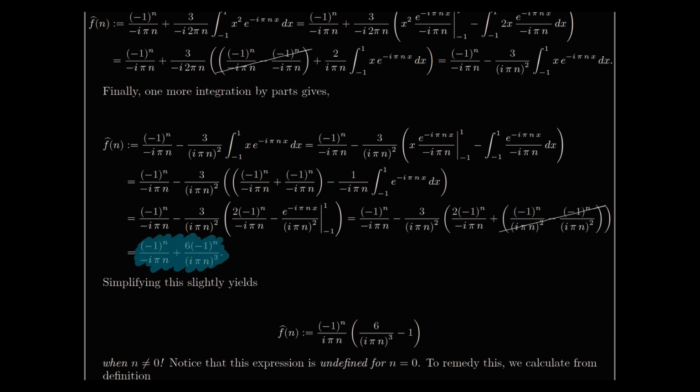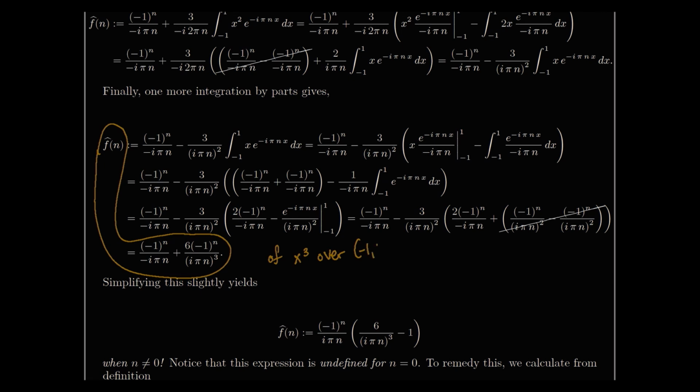So here's the Fourier series transform of x cubed over the interval 0, 1. This is of x cubed over, I said 0, 1, but it's actually negative 1, 1.